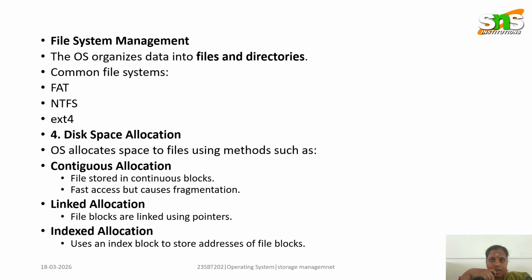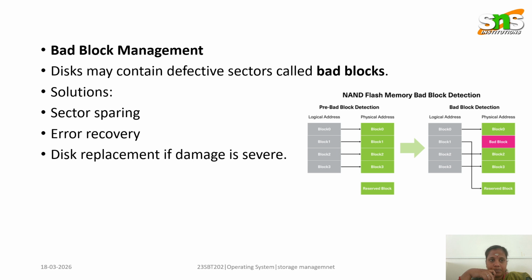Next one is disk allocation methods. It is divided into contiguous, linked and indexed. In contiguous allocation, the OS allocates the space to files in continuous blocks, giving fast access but causing fragmentation. Next one is linked allocation, where file blocks are linked using pointers. And next one is index allocation, which uses an index block to store the addresses of file blocks.